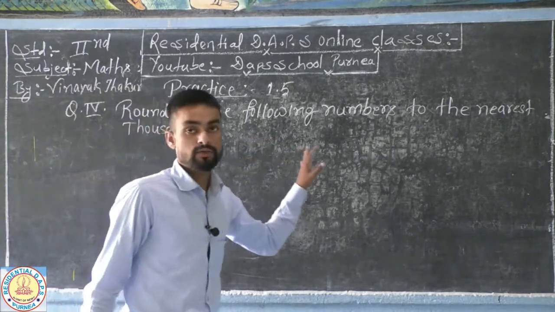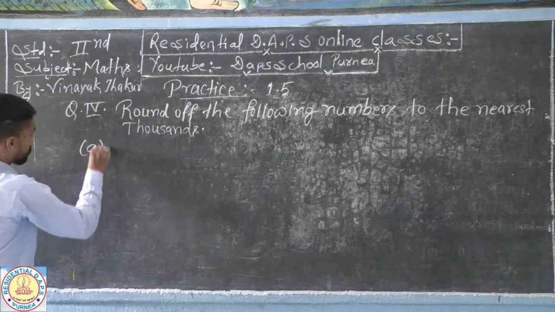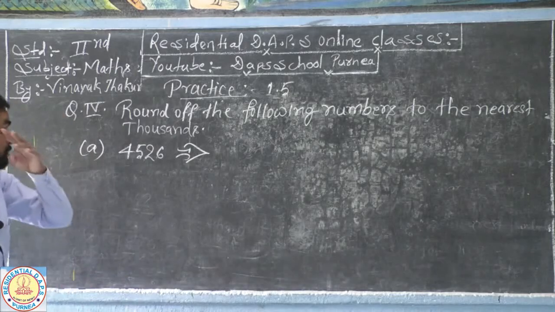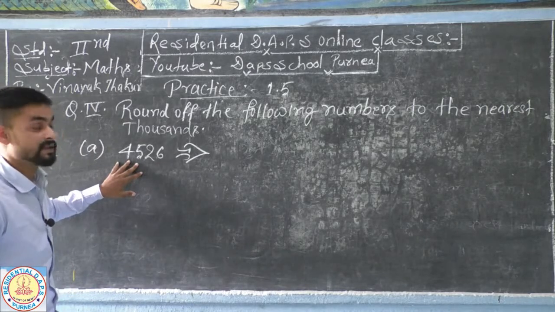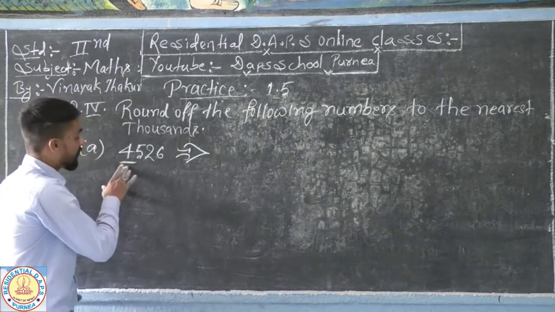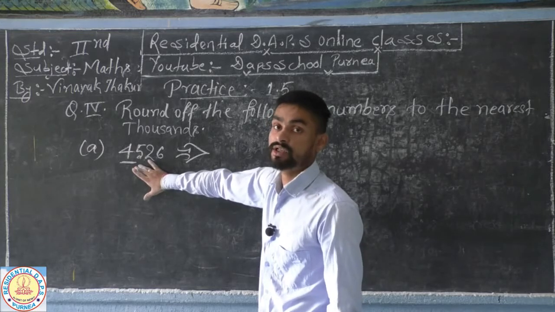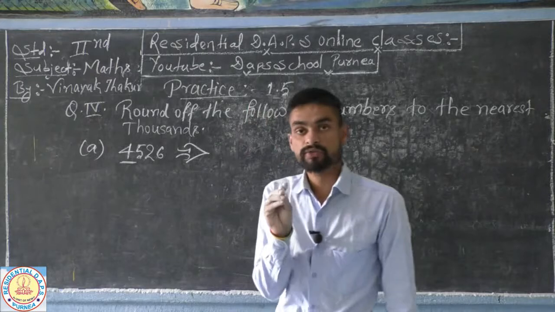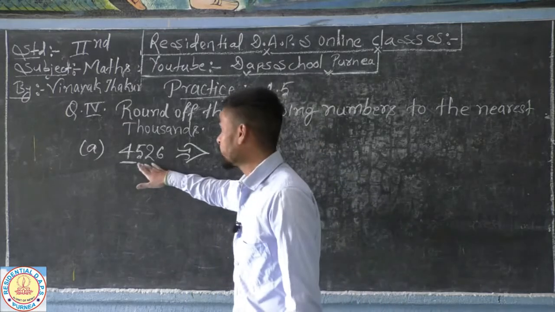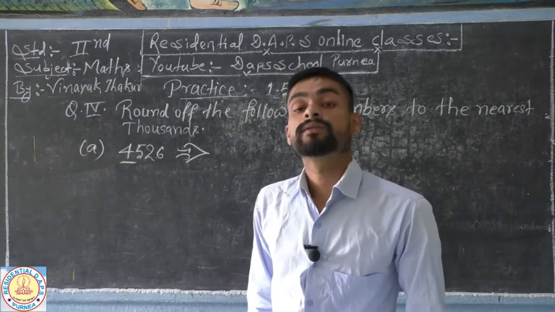So guys, you have to just find out the given numerals' nearest thousands. So your first question is 4526, your given numeral, and you have to find out its nearest thousand. To find the nearest thousand, you have to focus on its thousands place, that is, which number is there in the thousands place. Here it is denoted by 4, and after that you have to focus on what number is given after its thousands place. So here it is 526, which is greater than 500.